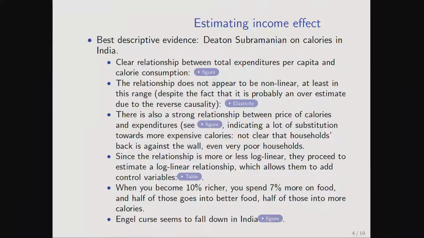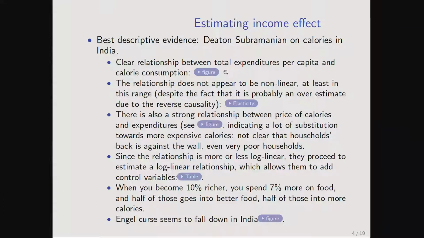As I said, Dasgupta and Ray is a modern classic, so a lot of people have tried to look into it. Looking at this relationship between nutrition and productivity, it's a literature that used to be extremely active in the 70s and 80s, and then actually came back recently. So the best descriptive evidence comes from Angus Deaton and Subramanian, using the NSS, National Sample Survey data, to look at calories in India.